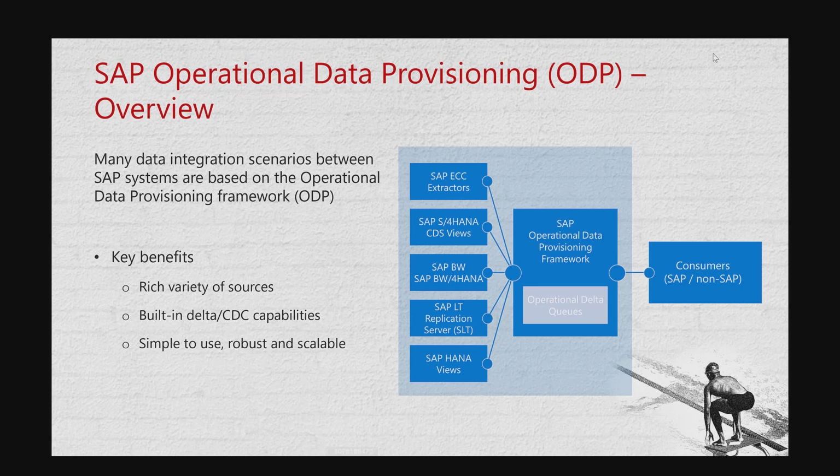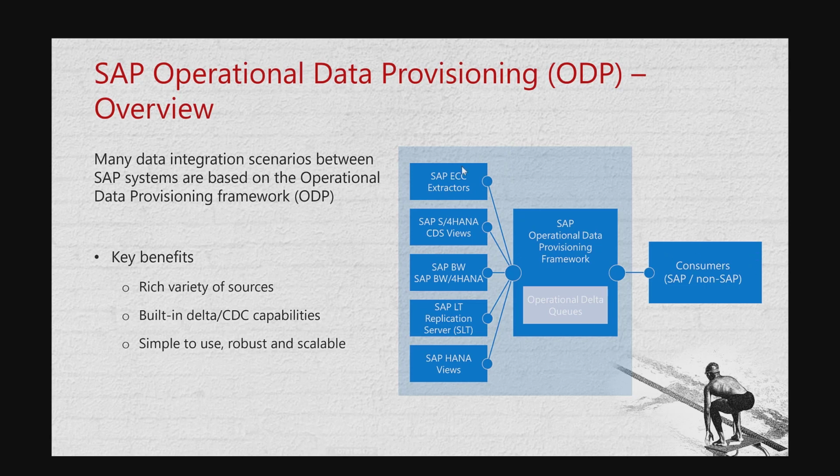So let's have a closer look at SAP ODP, or Operational Data Provisioning. What is it? It's basically a framework which has been implemented by SAP for data exchange between SAP sources and consumers. So the initial focus was on data integration between SAP ECC and SAP BW, but over the years, both on the source side and the target side, the number of providers, which are basically the sources, and consumers on the target side have increased.